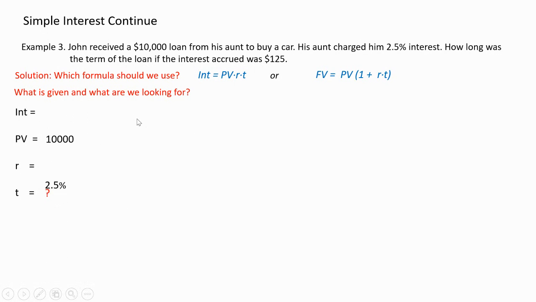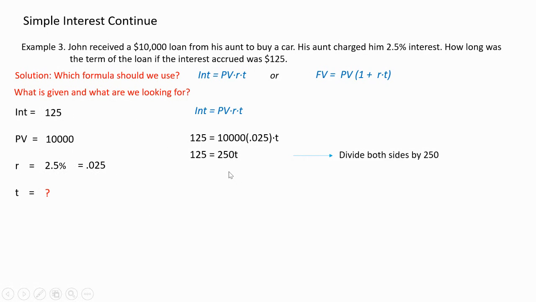This is the present value. The interest will be 125. The present value will be the 10,000, and the interest rate will be the 2.5%, which will be 0.025. Let's plug them in. If we multiply 10,000 by 0.025, it's going to give us 250. Now we divide both sides by 250, and it should give us 1/2 or 0.5. So the answer will be half a year, or 0.5 years.